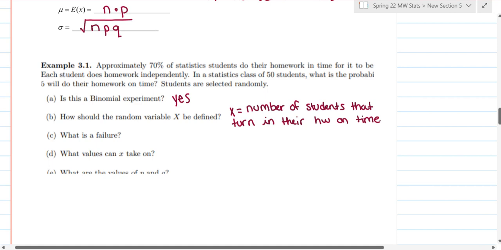So in this instance, success would be that the student does their homework. Failure would be the student does not turn in their homework.